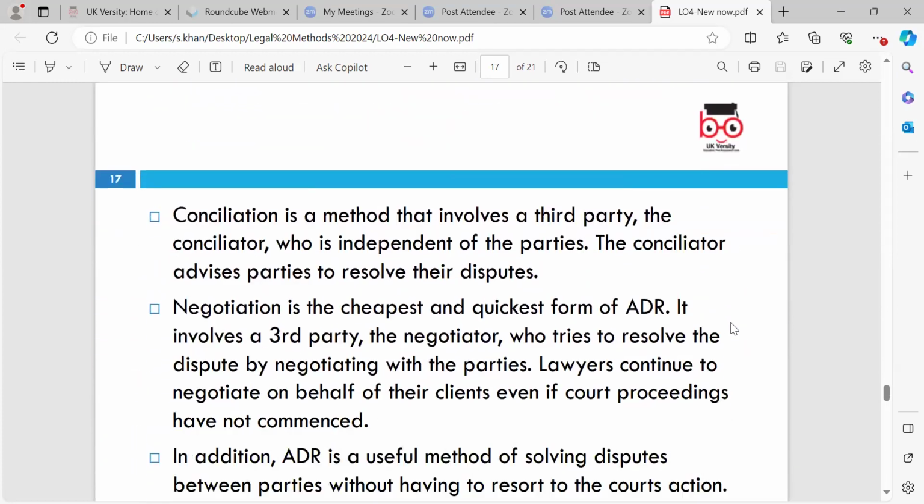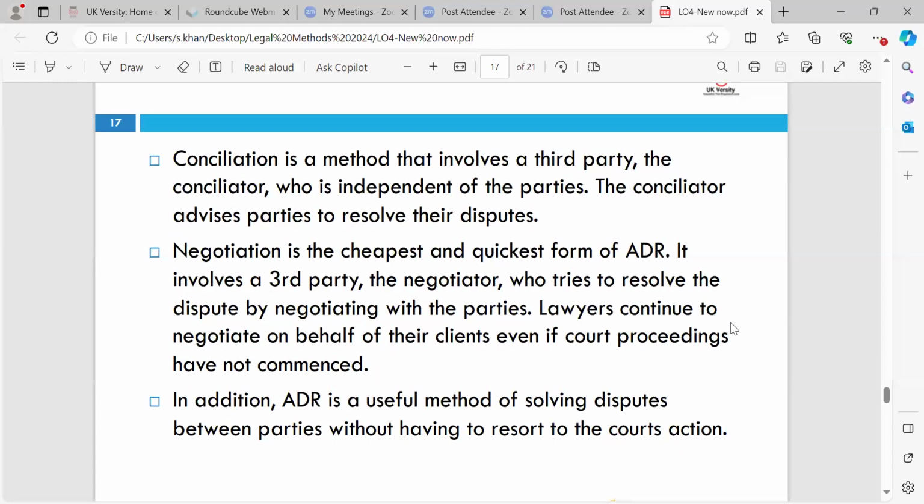And the next one is conciliation. This is a method that involves a third party, the conciliator, who is independent of the parties and advises them on how to resolve their disputes. Conciliation is usually free to use and is often offered first because it's less formal than arbitration. The conciliator focuses on what you and the other side want and tries to find a way of solving the problem that you're both happy with. The aim is to reach an agreed solution that suits you both.